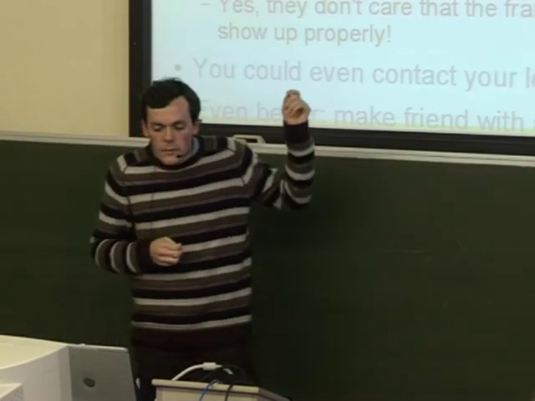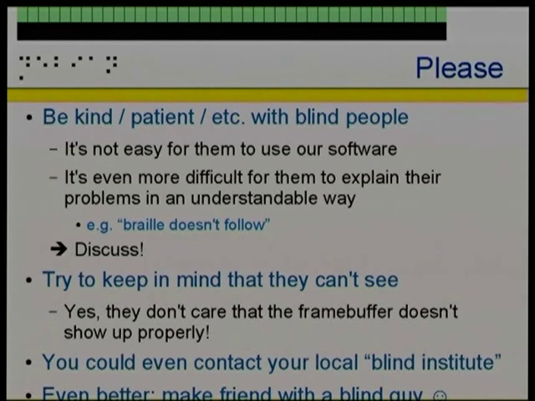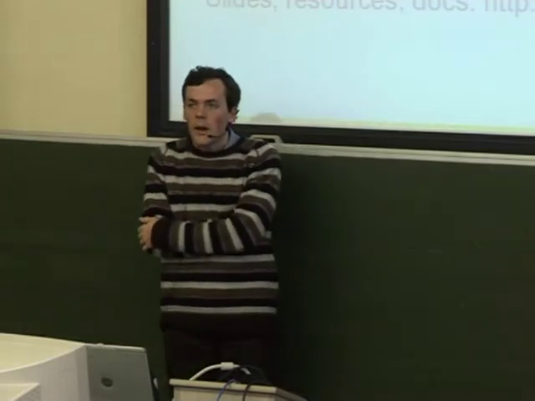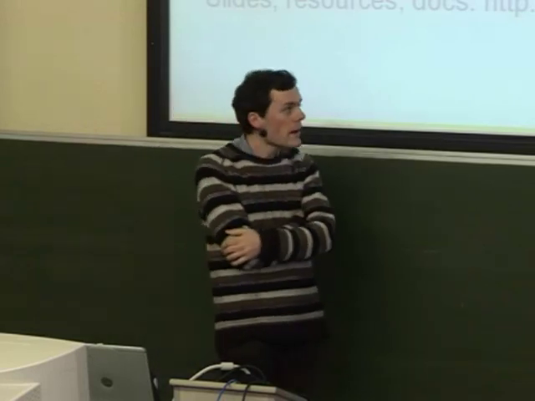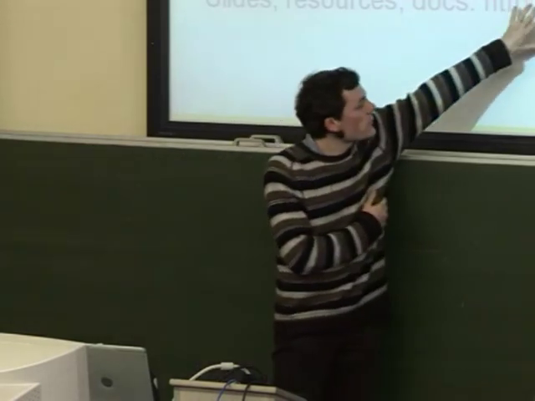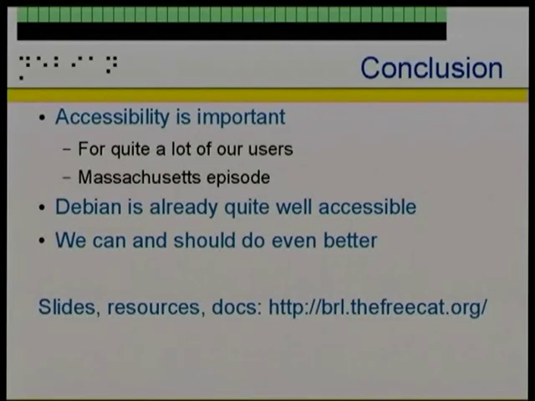And you can contact your Blind Institute if you want to discuss with people interested in computers and Debian, for instance. That should help a lot, just having free software in the blind community, and as well having the blind community in free software. So, just as a conclusion, accessibility is important. Debian is one of the leaders in accessibility, but we should do better, I think. You have all sorts of resources on a website which is not related only to Debian; that's why it's not on the Debian website. So that's it. If you have questions, please do ask.